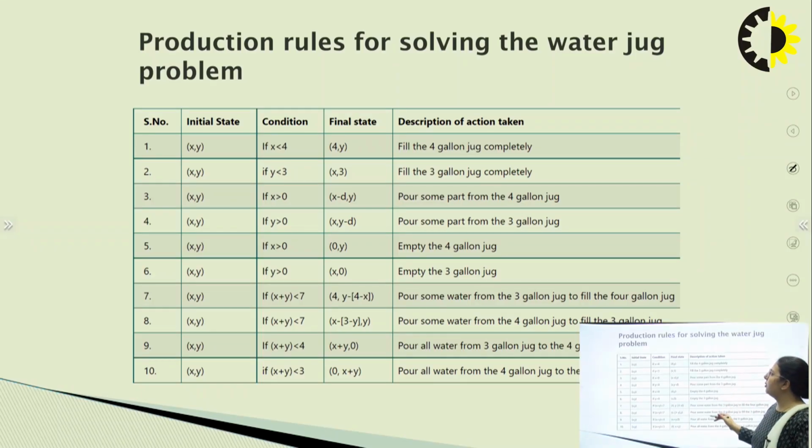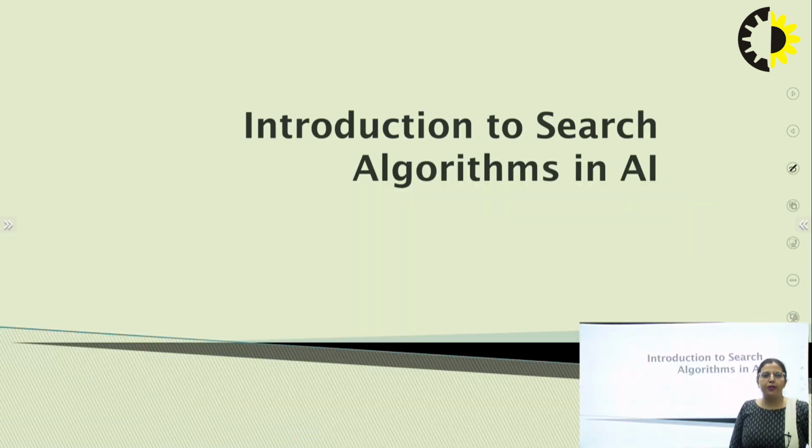These are the production rules that we need to follow to solve the water jug problem that I have already explained. You can go through this also. It's time to introduce the searching algorithms that we use while solving problems in artificial intelligence. To solve those problems, we need some sort of searching algorithms.